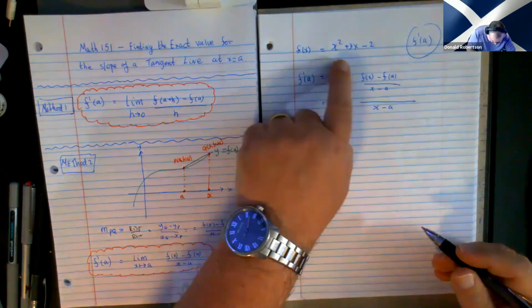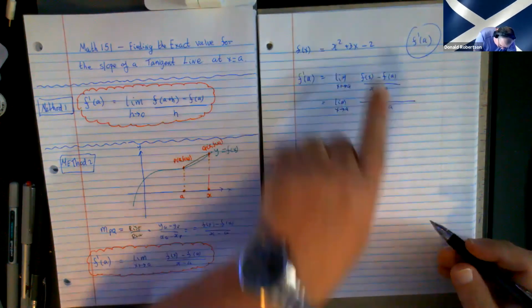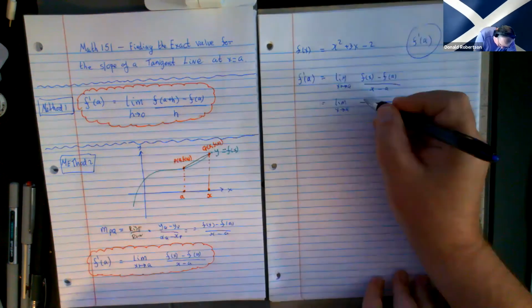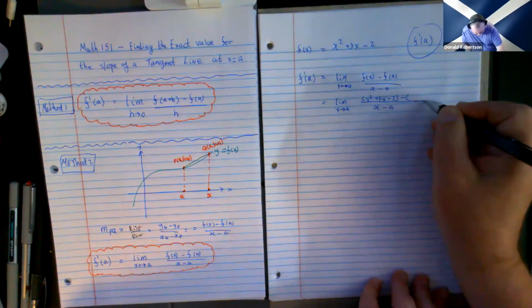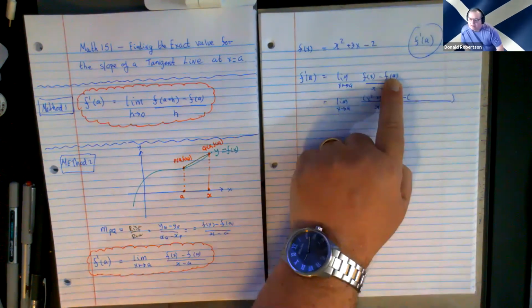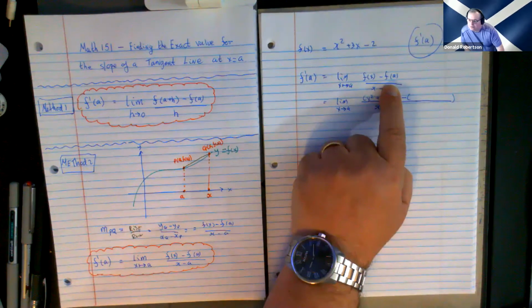f of x is this: x squared plus 3x take away 2. Subtract f of a. What's f of a then? What is it equal to?